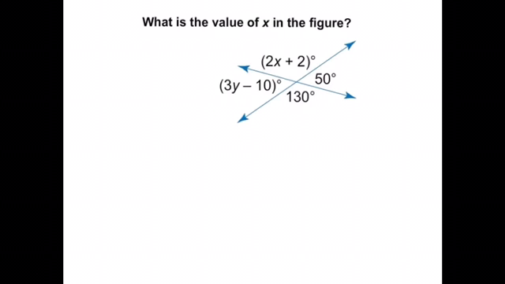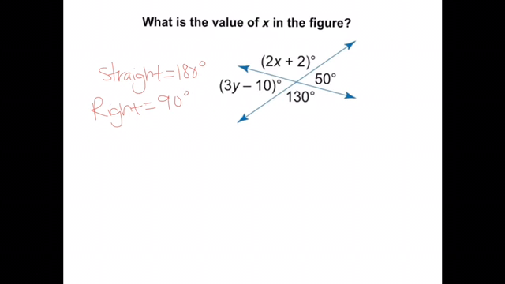It says, what is the value of x in the figure? So we've got to dig back to what we know. So we know that if we have a straight angle, that straight line, that equals 180 degrees. I also know a right angle is going to be exactly 90 degrees, okay? And I know that vertical angles are exactly the same.